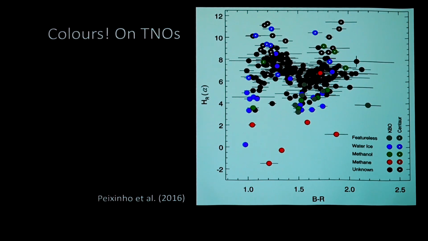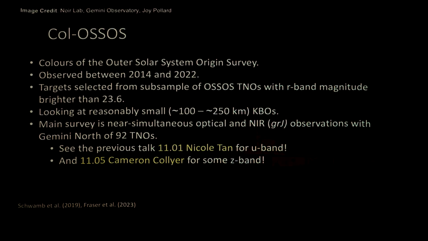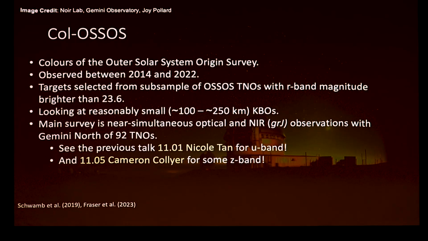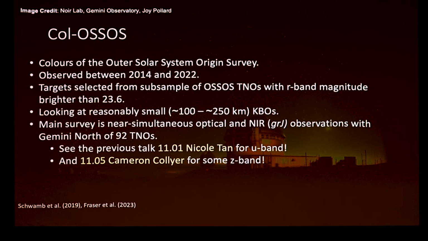And the colours which I'll talk to you about today come from a specific colour survey called Colossus, or the colours of the ASIAA system origin survey, because it's always fun to have an acronym of an acronym. So this survey took observations between 2014 and 2022, so quite a long period. It started while OSSOS was still discovering, which was quite cool.